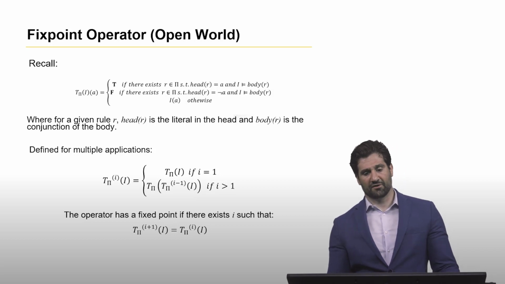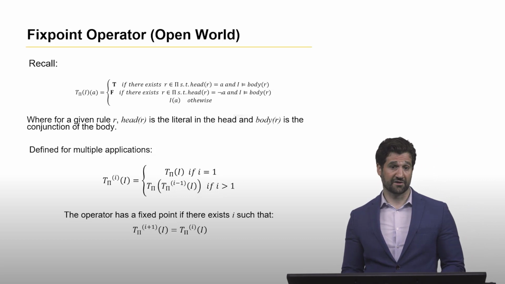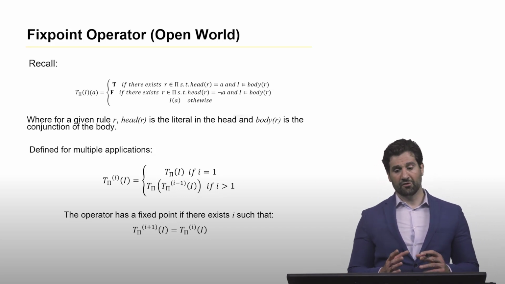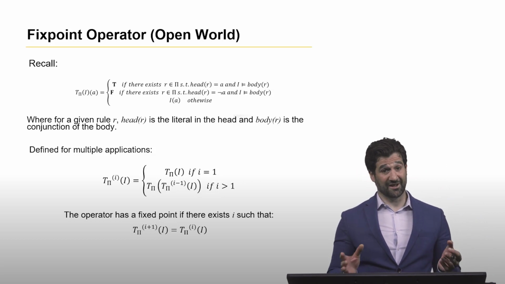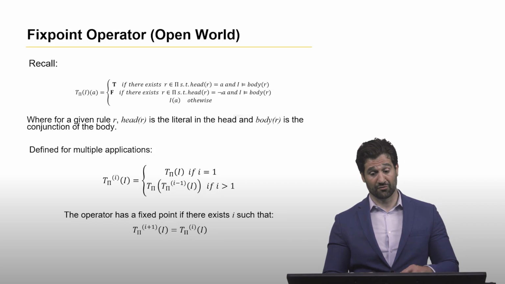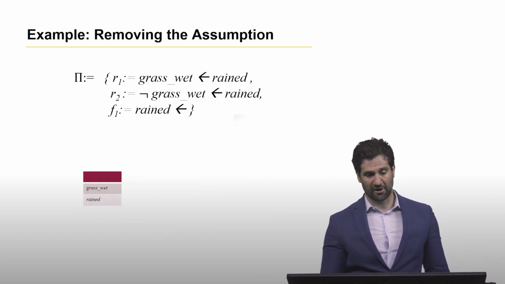So, we had this really nice fixed point operator we introduced that allowed us to find the minimal model when we had this assumption. But now, I'll give you a little hint, it's not going to work when we relax that assumption, at least when we totally remove it and allow anything. And let me show you why.